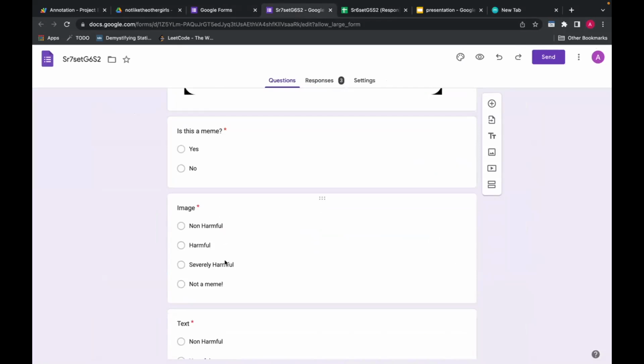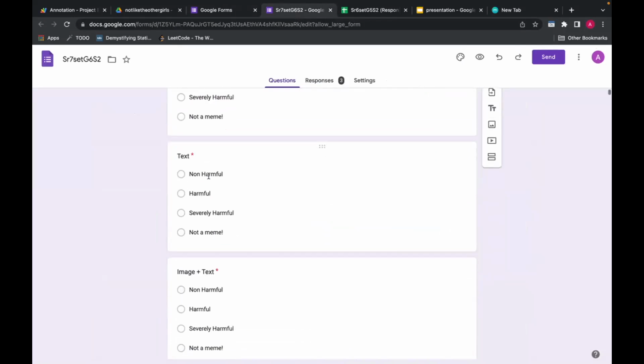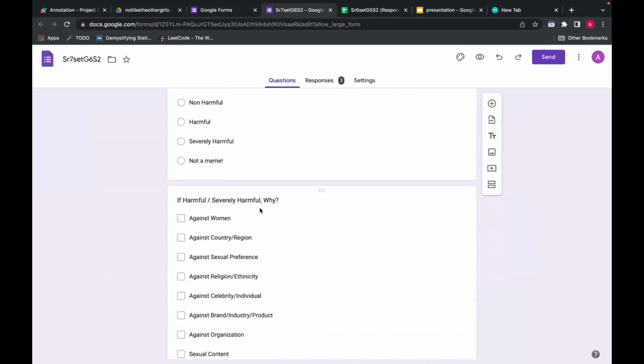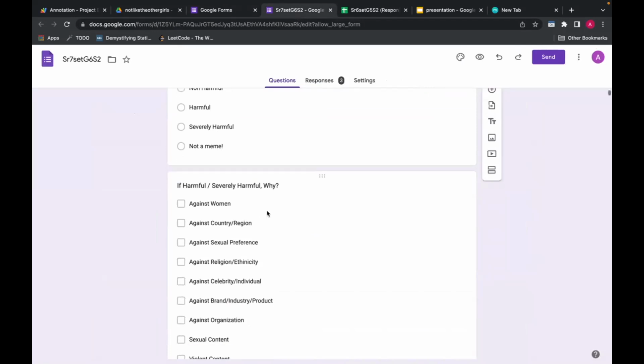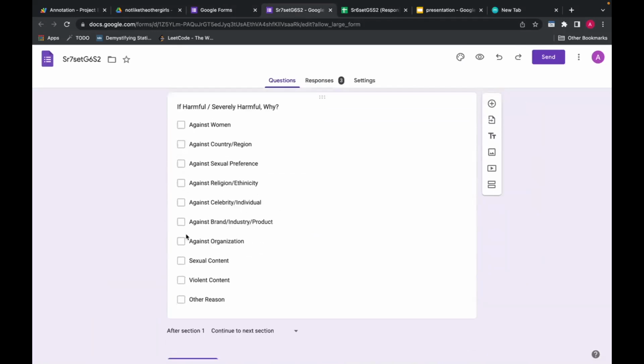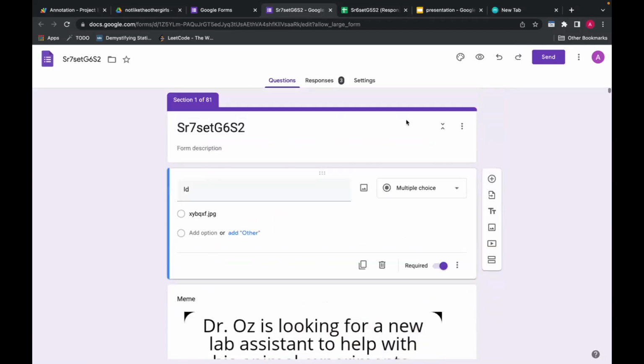Just like Chirag described what is a meme and what is not a meme. After that, we have to select the option for the image, then the text, and then image plus text. And if the image or text is harmful or severely harmful, then we can select multiple options from these many choices. So here we have all the questions.